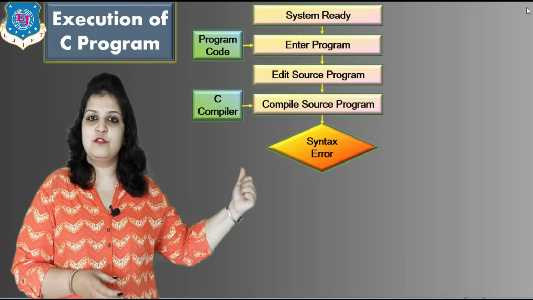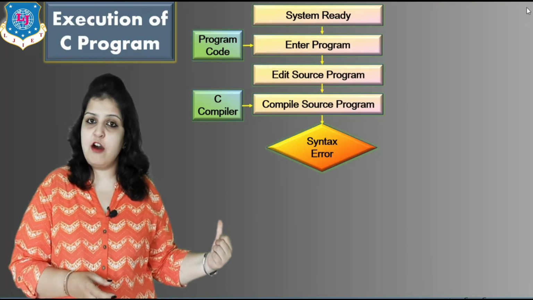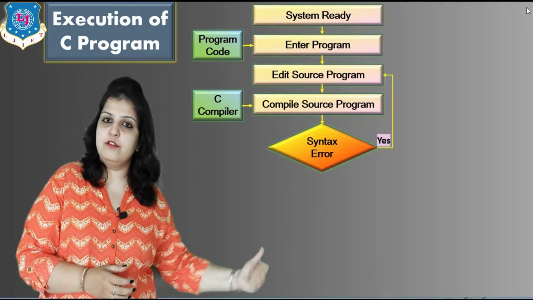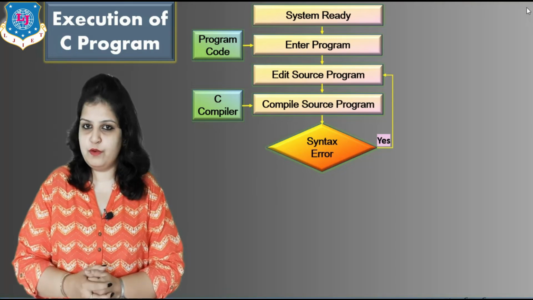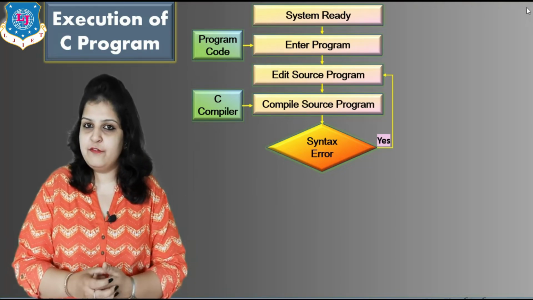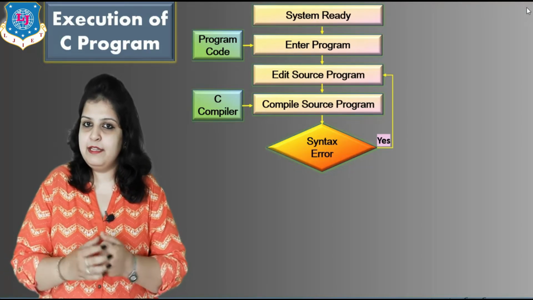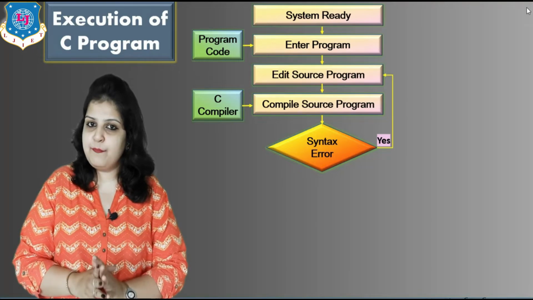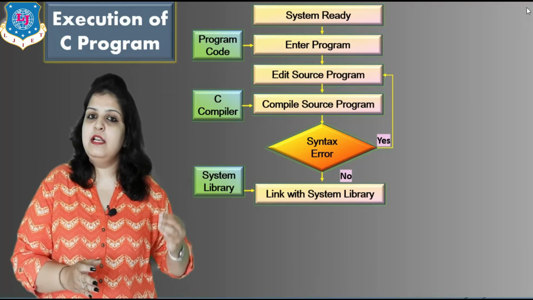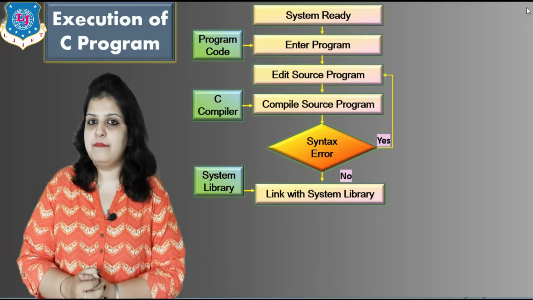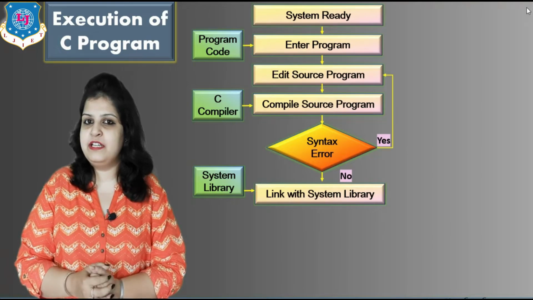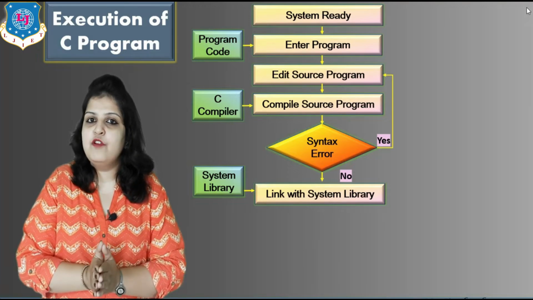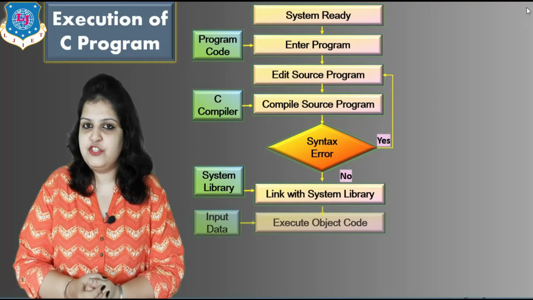So first of all compile the source program. If a syntax error occurs, then what do we have to do? Again we have to correct it, right? So our control goes back to edit the source program, you correct the particular function, and then compile the program again. But if there is no syntax error and our program is perfect syntax wise, then it will link. The next step is linking with the system library. Means the library we have written, that is stdio.h, will be linked to our program, and then one executable object file will be generated.